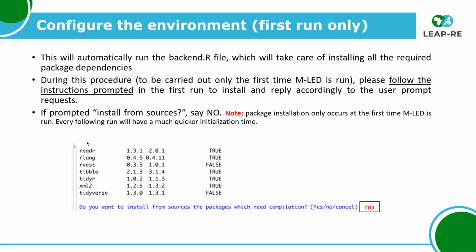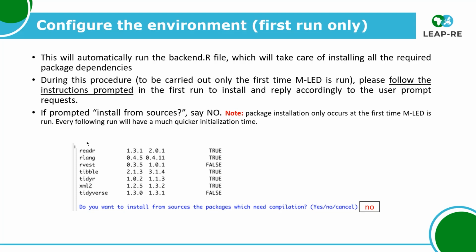Once you do this second step, so once you are running lines from 25 to 75 in this first configuration run, RStudio will start to download packages from the internet, the required libraries, so the required tools and software to run the model, and to install them. This will be automatically taken care of by the backend.r file, which takes care of installing all the required package dependencies. During this procedure, please follow all the instructions that are prompted in the console.